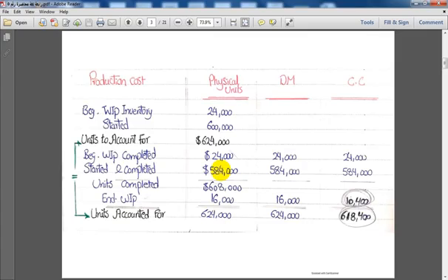Ending work in process equals 16,000 times 100%, because direct material is added before ending work in process. Conversion cost is treated as added continuously. So ending work in process has 65% of conversion cost. 16,000 times 65% equals 10,400.